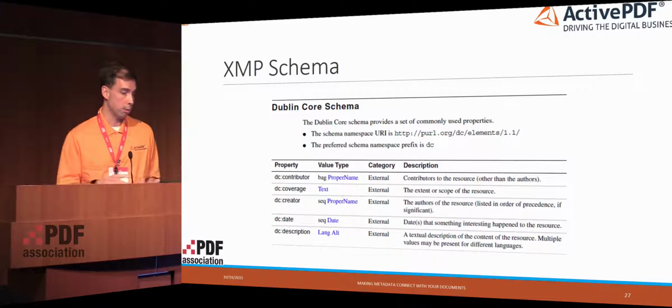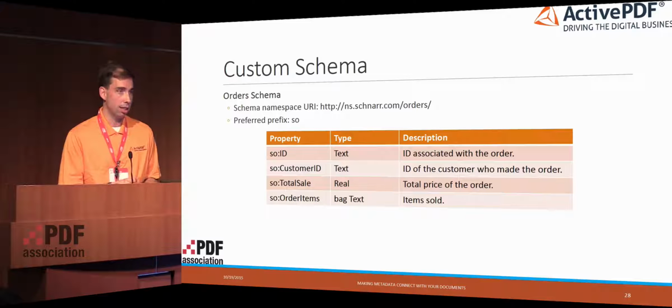Here's an example of creating our own schema, we call it orders. We use a namespace, end it with that slash, and then we have our preferred prefix, which is SO. Underneath that, we have property, type, and description. Since this is custom, unless I'm creating a custom application that's going to set some of these internally, almost all of your properties from custom schemas are going to be external.